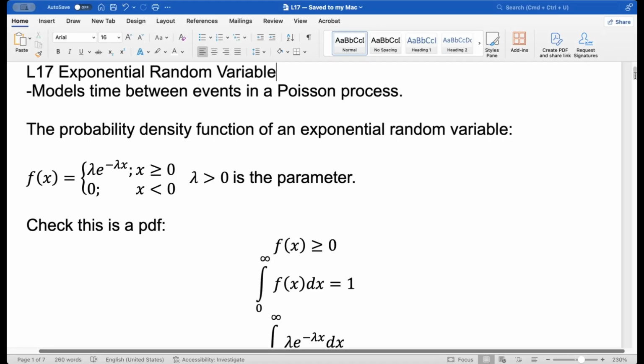Hello, welcome to lesson 17 on the exponential random variable. This models the time between events in a Poisson process. It's a continuous random variable.